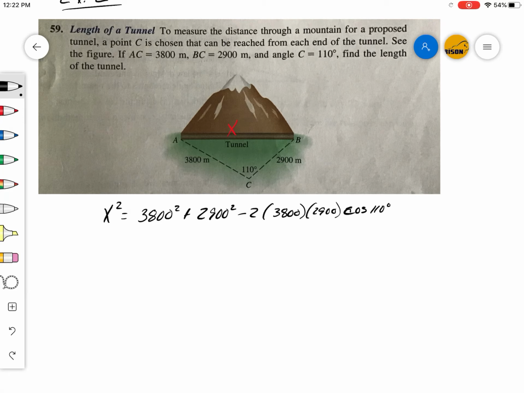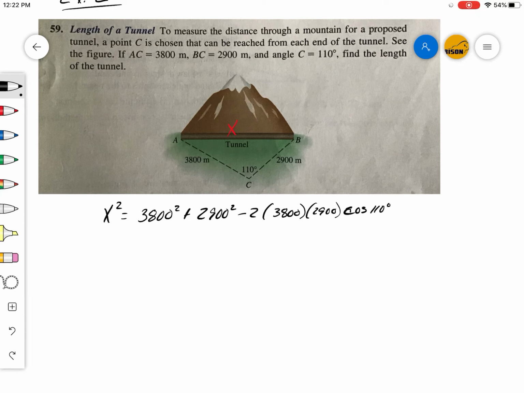Okay, so the cool thing is that the whole right side right now is just a number. So I'm going to find it out now. 3800 squared plus 2900 squared minus 2 times 3800 times 2900 times the cosine of 110. That gives me a big number.